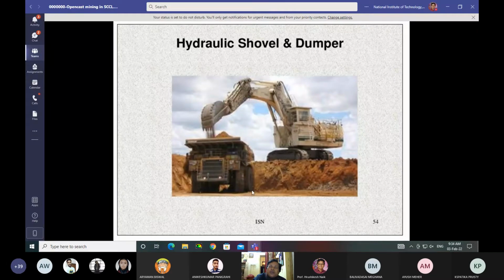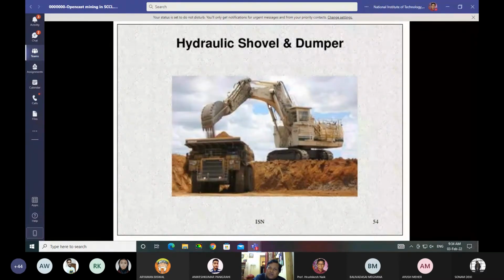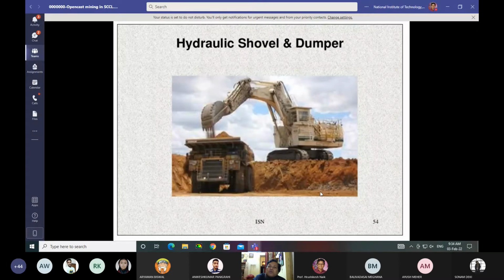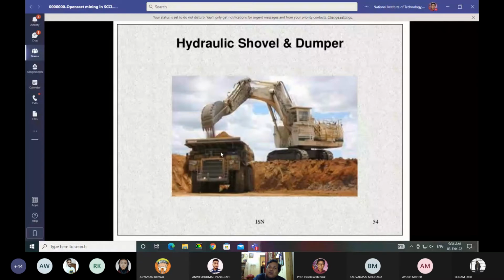So this hydraulic shovel is just like your drag line. Drag line bucket also cuts the material like this, but in the case of drag line, it is operated by ropes, whereas this machine is not operated by ropes, it is operated by hydraulic mechanism. So therefore it is called your hydraulic shovel. In the case of hydraulic shovel, the material will be cut from down to up, and after cutting, it will load the dumper at a lower level.